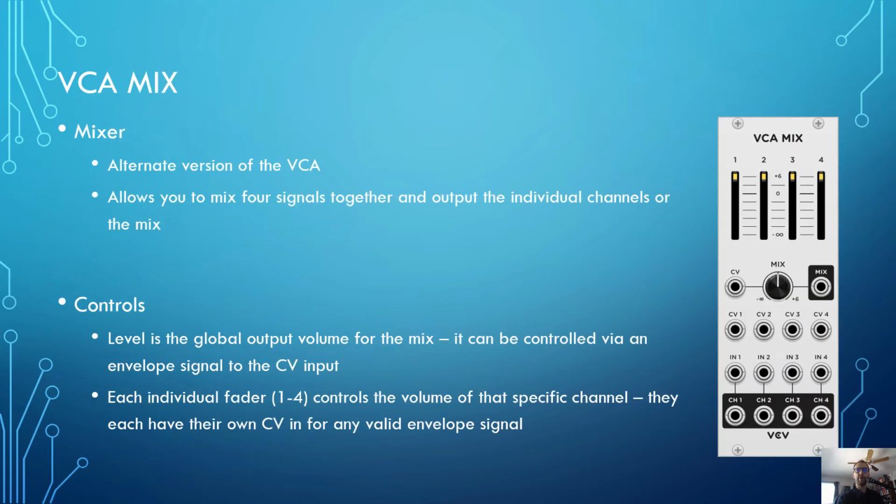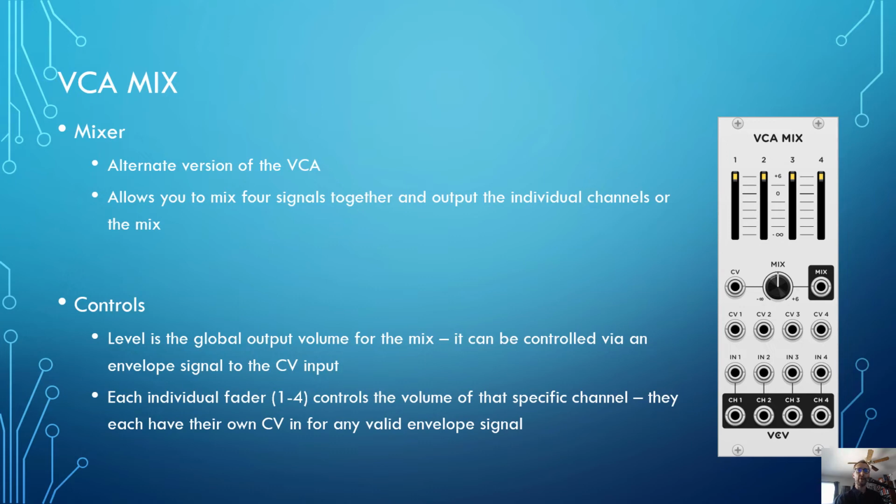But what if you want more than one VCA? Obviously, you can create multiples of these, but you can also use the mixer, which is an alternate version that allows you to mix four signals together and output the individual channels or the mix. So the controls, you have the levels and you have the mix. These are the global controls, and you can control the mix level by putting in a CV control from an envelope or from some other source.